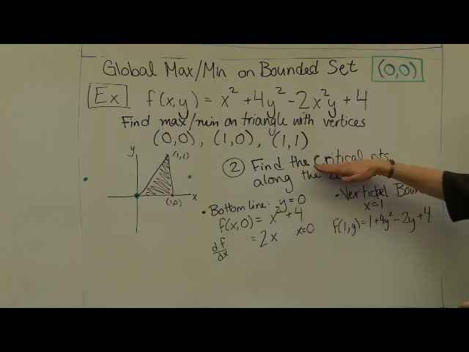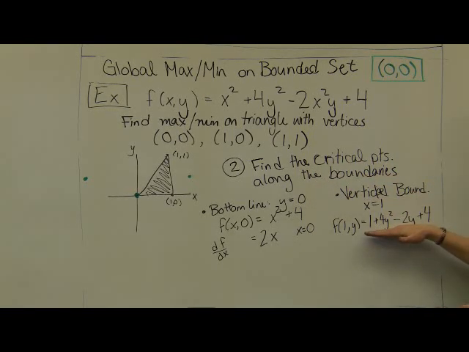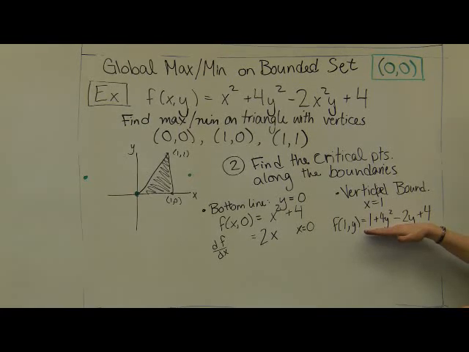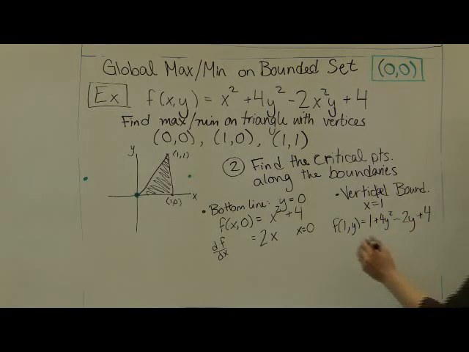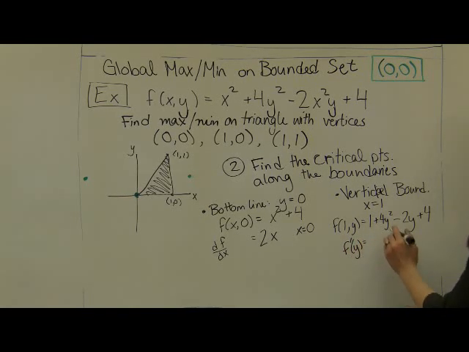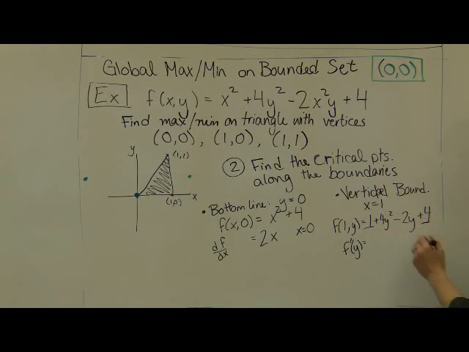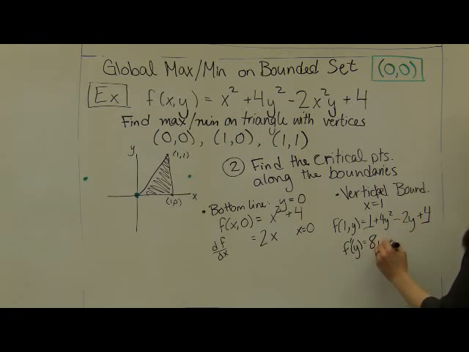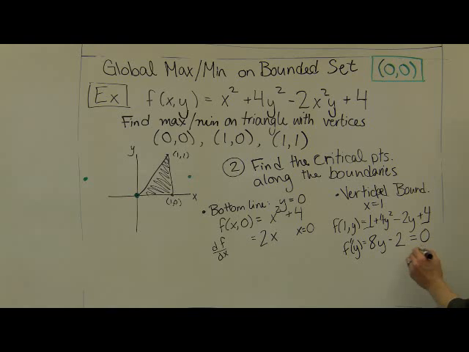And I want to know what the critical points are along this boundary, so I need to take the derivative of this and set it equal to 0. So when I take the derivative, I'll write f prime of y. It's a function of y in this case. My constants are going to disappear, and my derivative becomes 8y minus 2. To find a critical point, I take the derivative, then set it equal to 0, and I find that when y is equal to 1/4, I get a critical point.